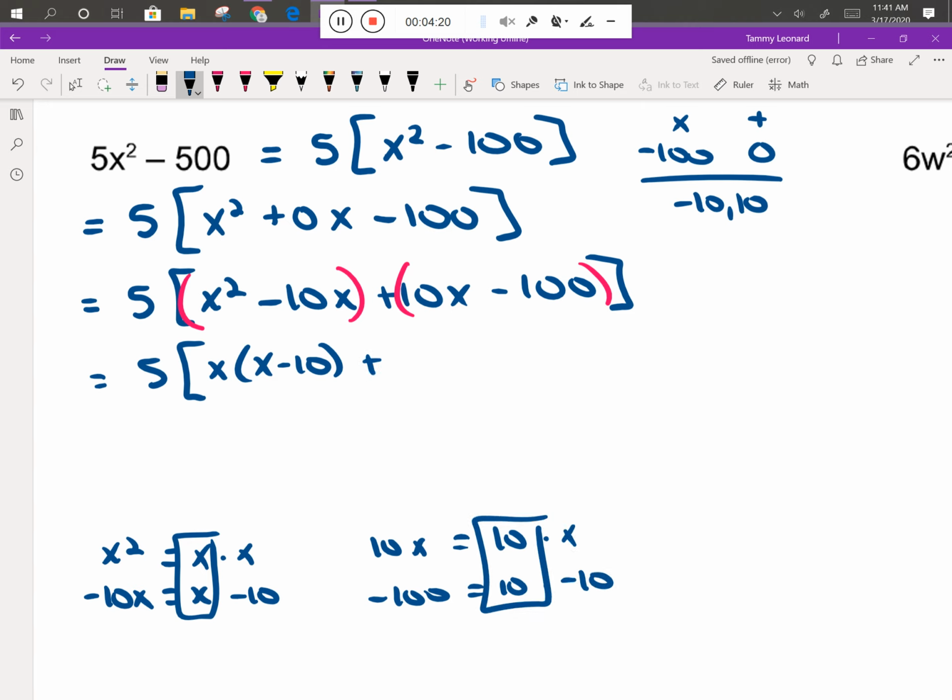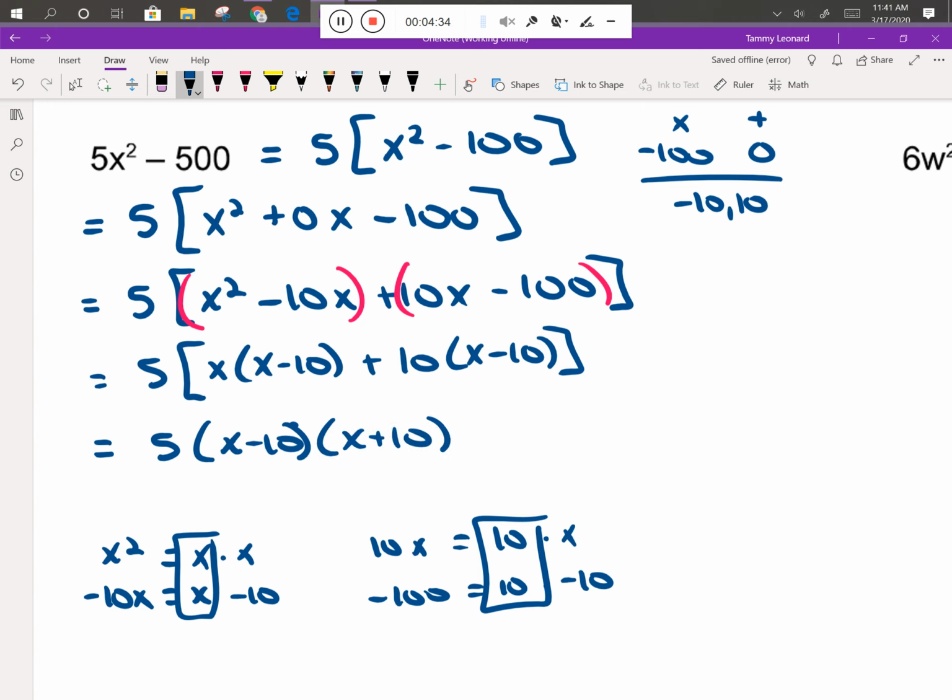So we're going to factor out a positive 10 and we're going to leave an x minus 10. So our final factorization is 5 times x minus 10, because they have that binomial in common, times x plus 10. And that's our factorization.